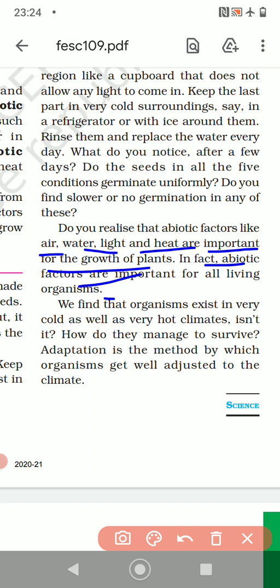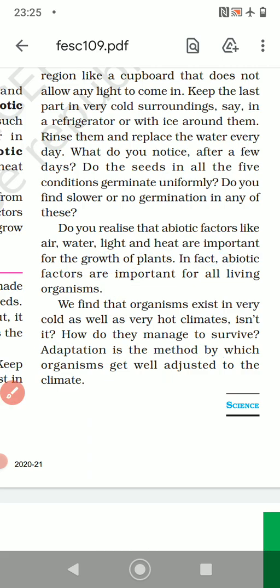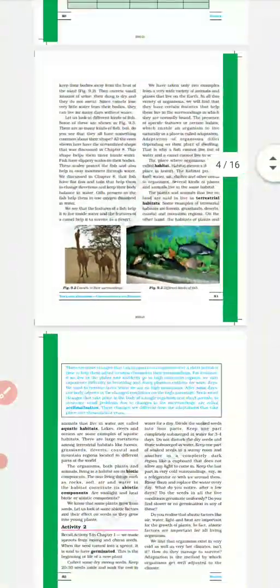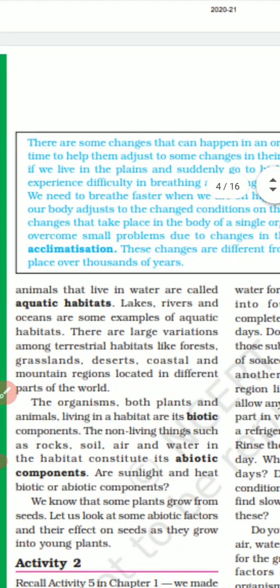We find that organisms exist in very cold as well as very hot climates, isn't it? So how do they manage to survive? Adaptation is the method, okay? Adaptation is the method by which organisms get well adjusted to the climate. Okay, children? They get well adjusted to the climate. So here I have told you about adaptation, but there is another term called acclimatization.